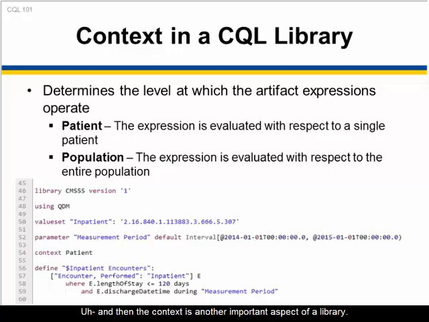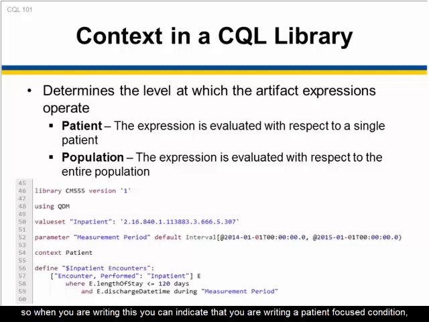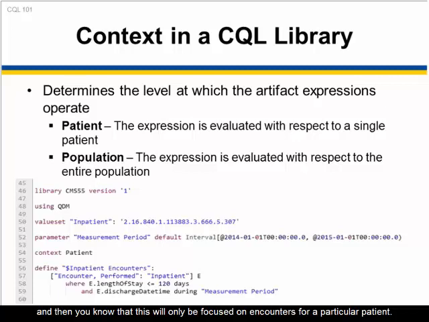And then the context is another important aspect of a library. So this specifies whether the expression is evaluated with respect to a single patient or with respect to an entire population. And that's something that the evaluation environment provides to the CQL. So when you're writing this, you can indicate that you're writing a patient-focused condition, and then you know that this will only be focused on encounters for a particular patient.